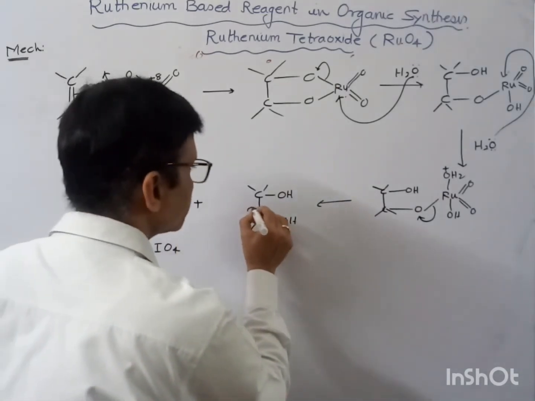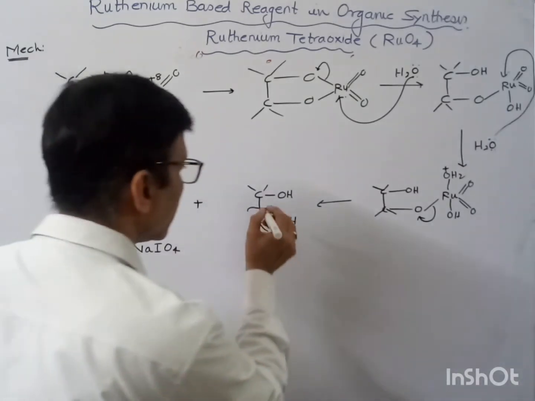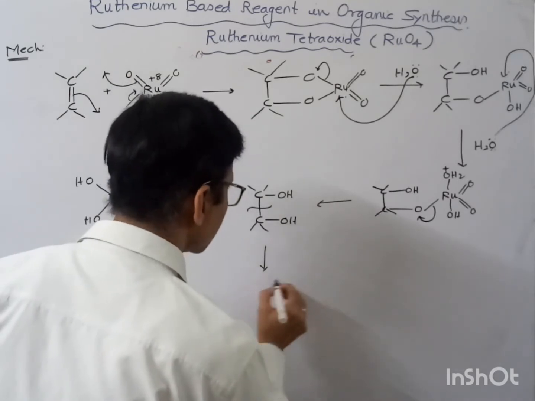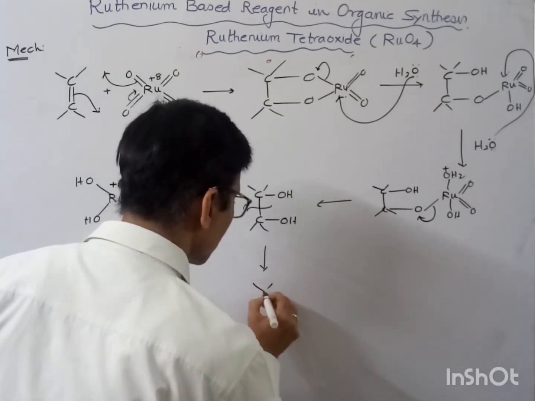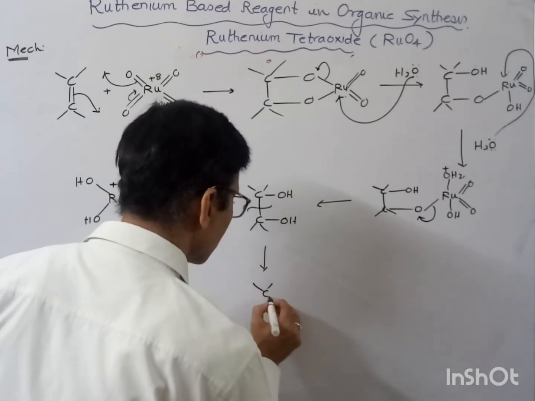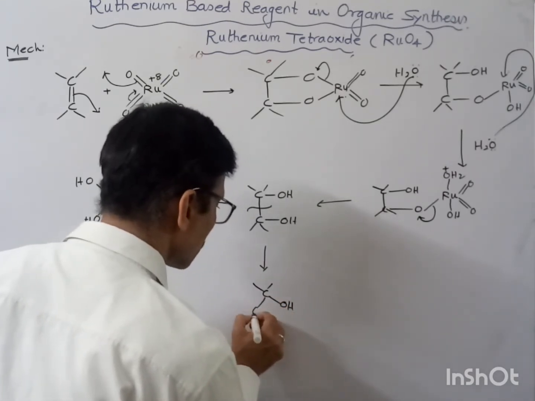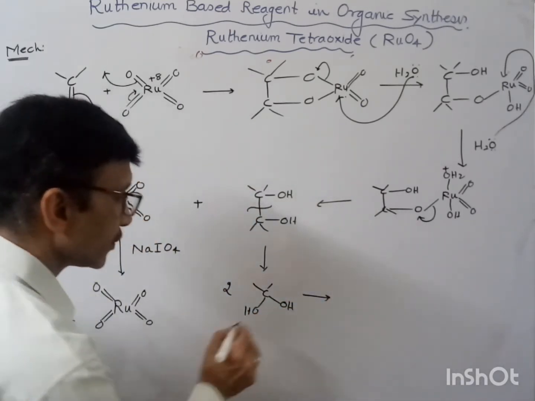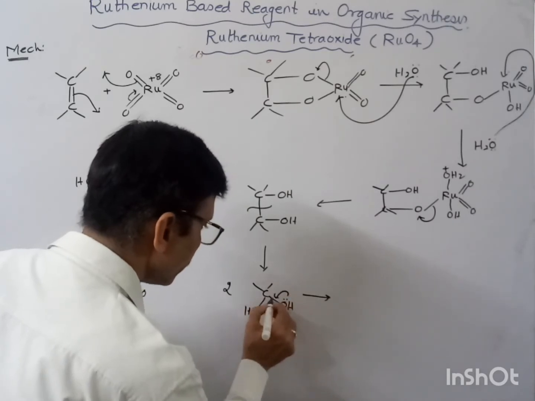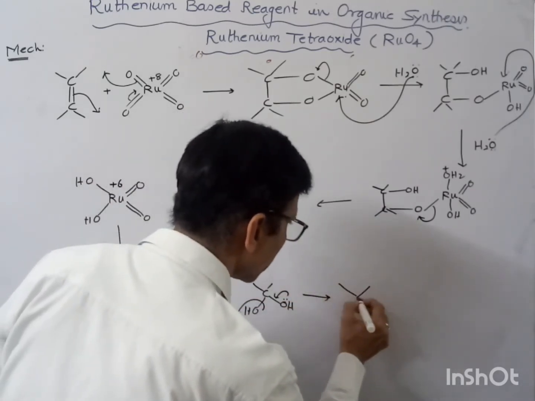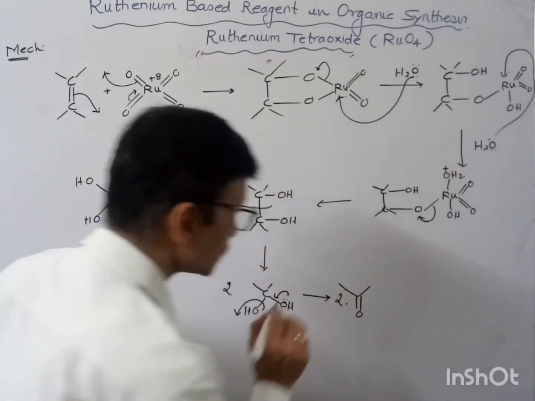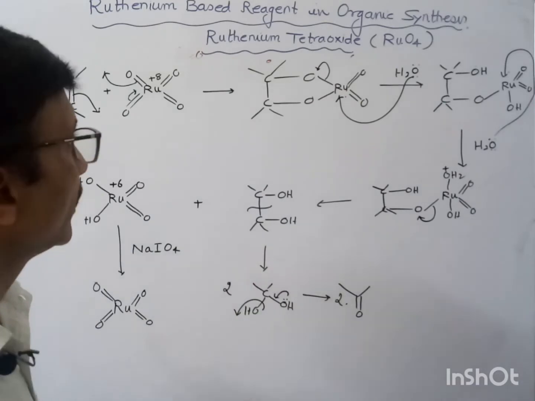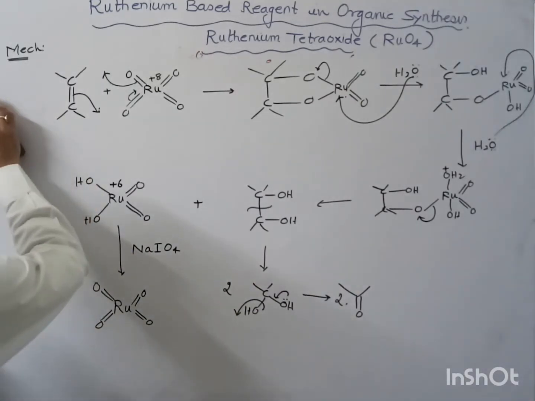Okay. Now this diol will break, and again it will get oxidized. After this oxidation, what will we get? We will get 2 molecules of this, with one OH here and another OH here, and further the H2O molecule will leave, and that will be converted into 2 molecules of this. Okay, so this is the simple mechanism for the oxidation of alkenes. Now let's see some examples.